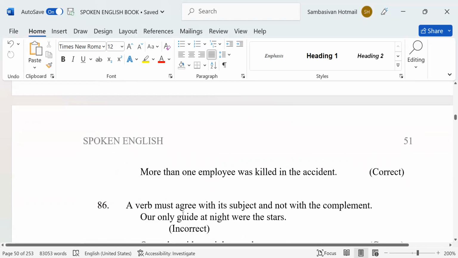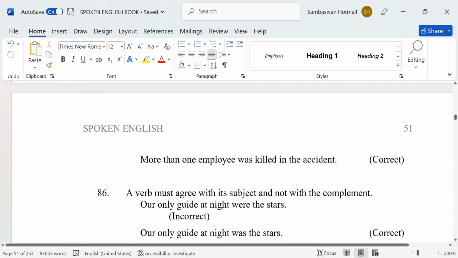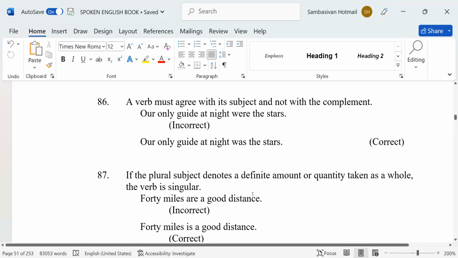More than one employee was killed in the accident. Correct. A verb must agree with its subject and not with the complement. Our only guide at night were the stars. Incorrect. Our only guide at night was the stars. Correct.